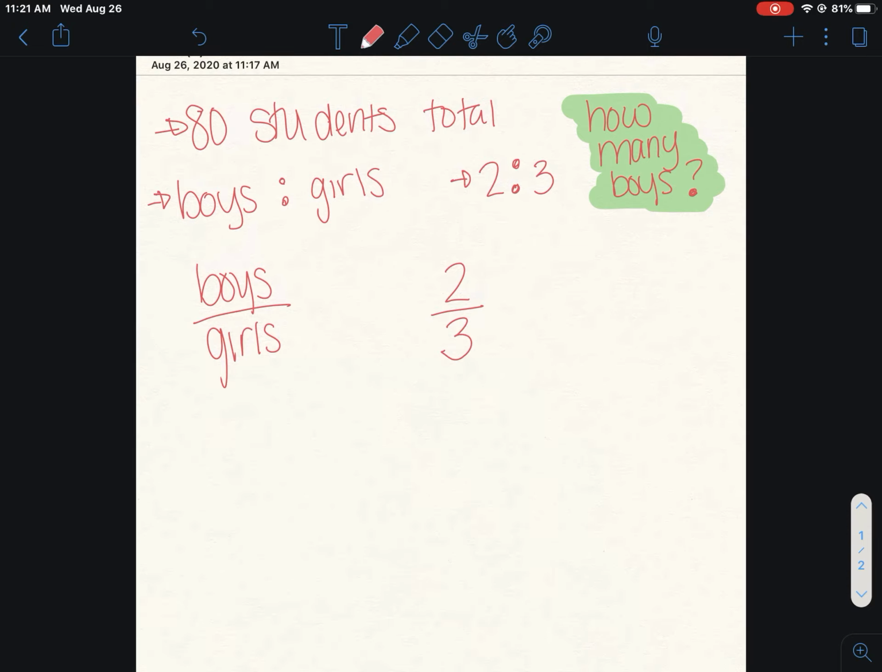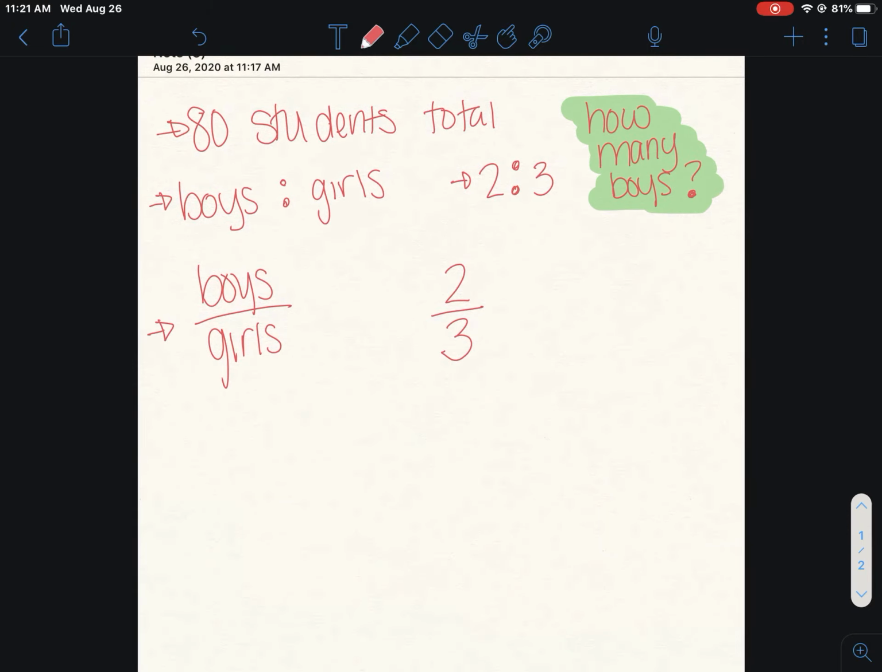You can also write your proportion as a fraction, and I like to write it as a fraction better. Totally up to you how you prefer to write it. I just like fractions. So I wrote boys over girls and rewrote the proportion of 2 to 3 as 2 over 3. So now, if there's 80 total students, how many boys are there?